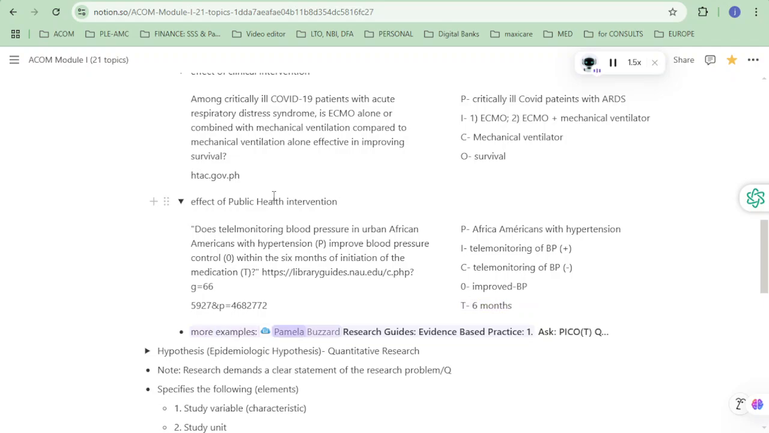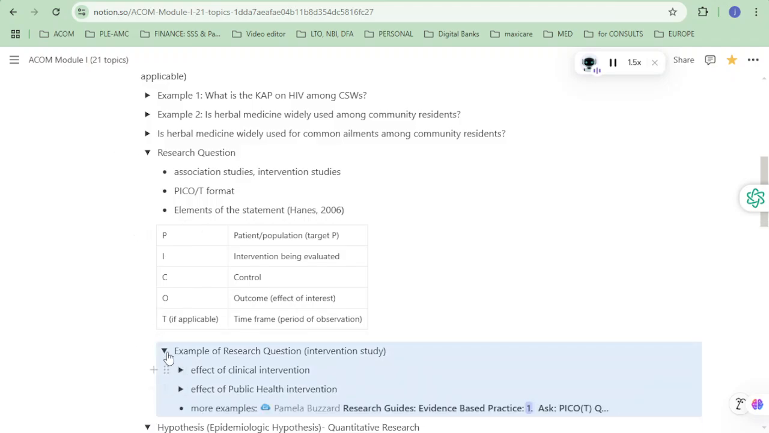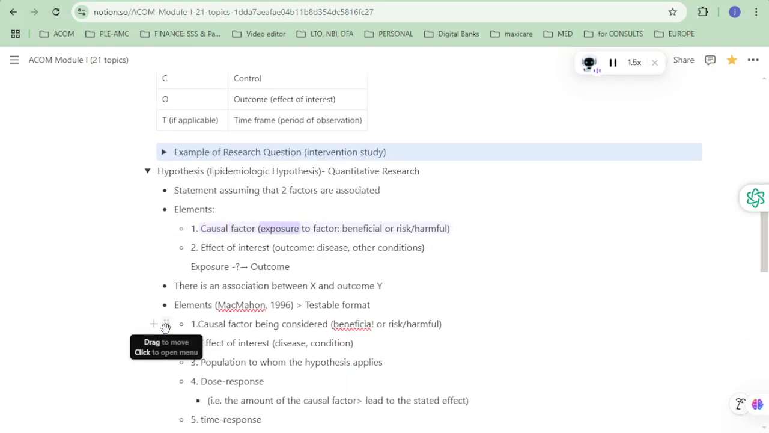More examples, Pamela Buzzard, Research Guides, Evidence-Based Practice. Ask, PICO, T, Q. Hypothesis: an epidemiologic hypothesis in quantitative research is a statement assuming that 2 factors are associated. Elements: 1. Causal factor, exposure to a factor, beneficial or risk/harmful. 2. Effect of interest, outcome, disease, other conditions. Exposure arrow outcome: there is an association between X and outcome Y.